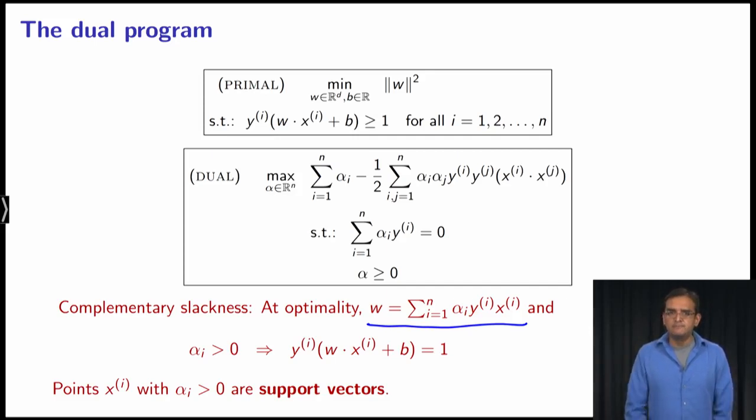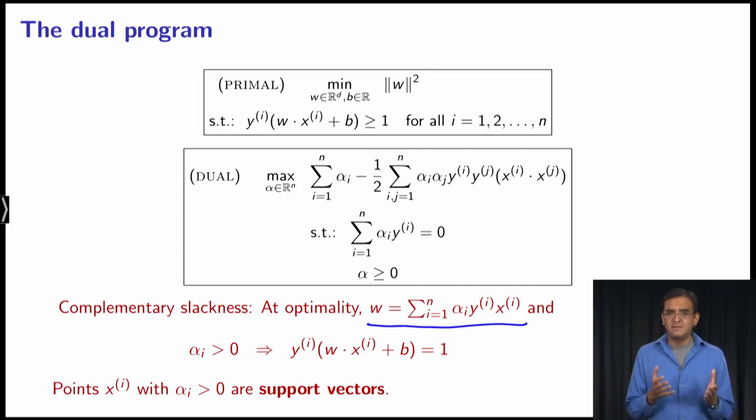So there are two things to mention over here. The first thing is that the primal problem we said was a nice problem, a convex minimization problem. The dual problem is also nice. It's a concave maximization problem. It's also one of these problems that can be solved efficiently.